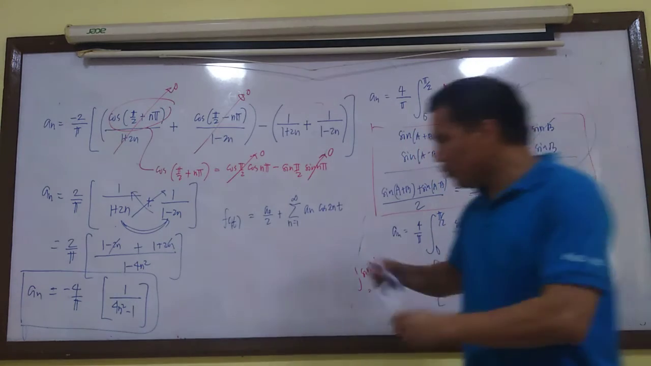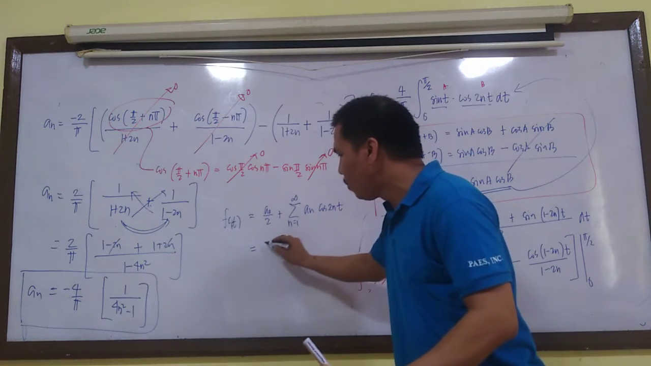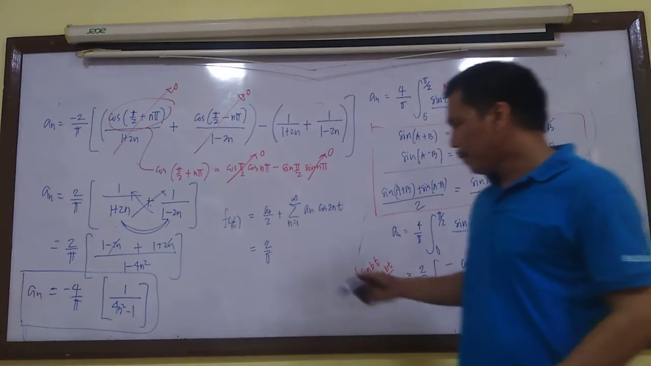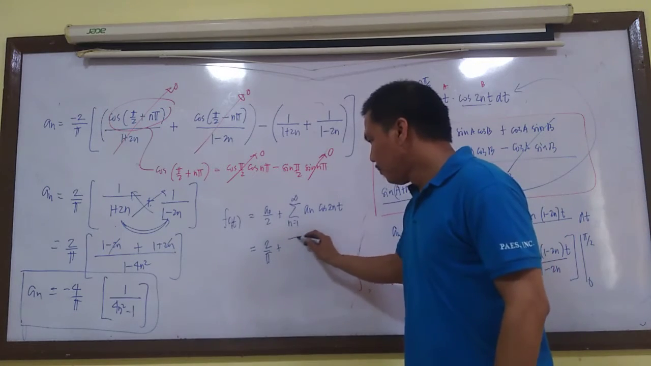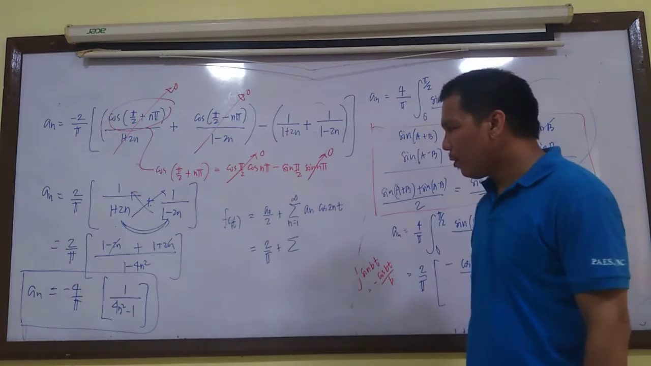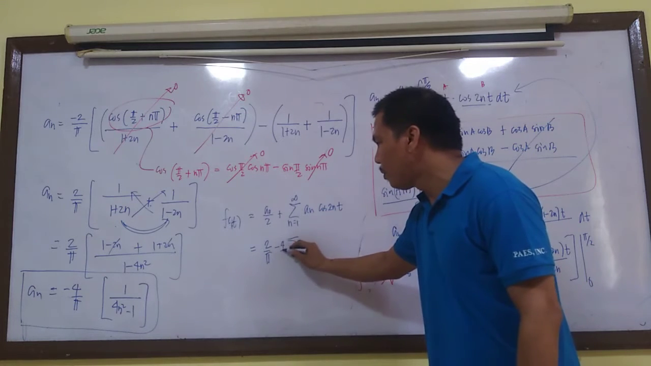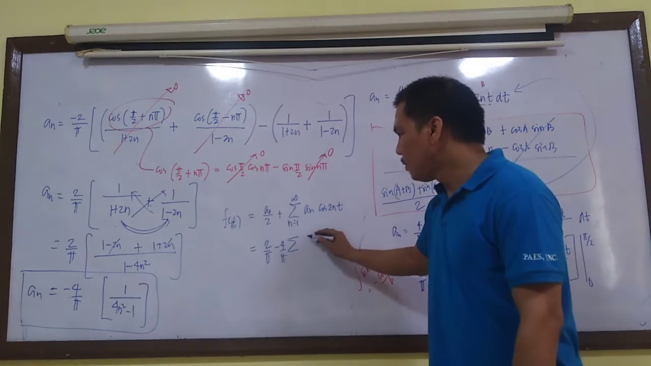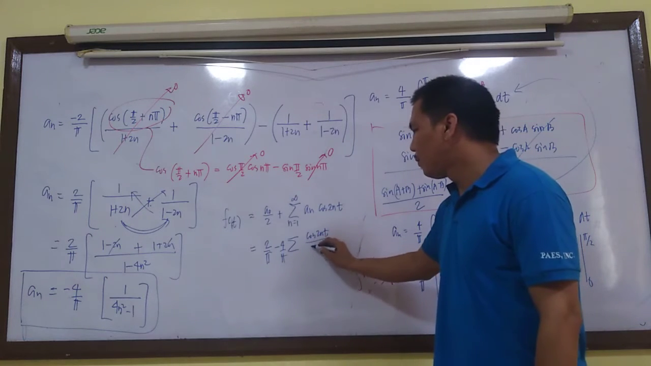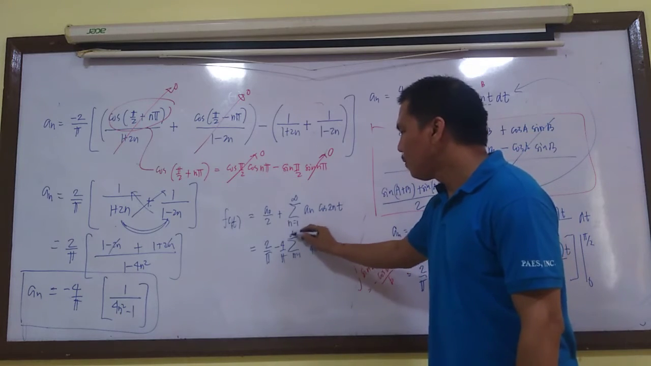Okay, now substitute a0. What is the value of a0? 2 over pi. Okay, we have solved that a while ago. That's 2 over pi. Plus the summation. What is a sub n? Negative 4 over pi. Okay, so we can take out negative 4 over pi, and then we will leave cosine 2nt all over 4n squared minus 1 from n equals 1 to infinity.